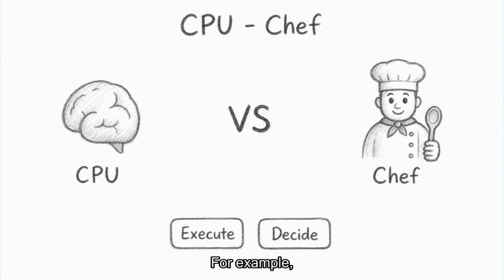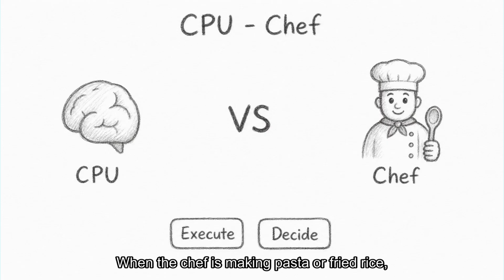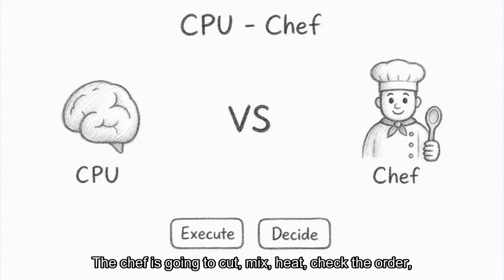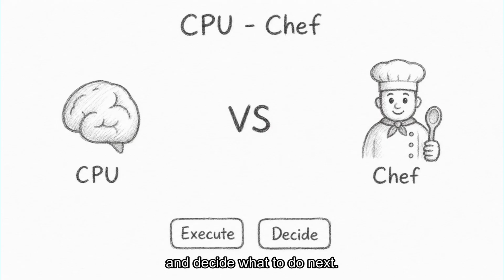For example, when the chef is making pasta or fried rice, the actual action is done by the chef. The chef is going to cut, mix, heat, check the order, and decide what to do next. And the CPU is similar. It reads instructions, calculates, makes decisions, and processes what's going to happen next. So, the CPU is the center of actual execution. No matter how good the program is, in the end, the CPU is the part that's really running it.